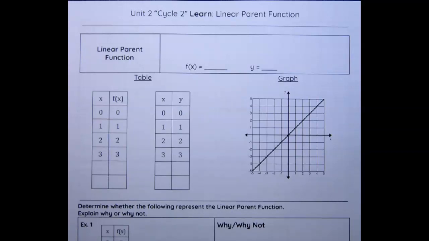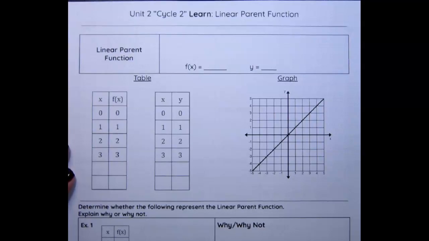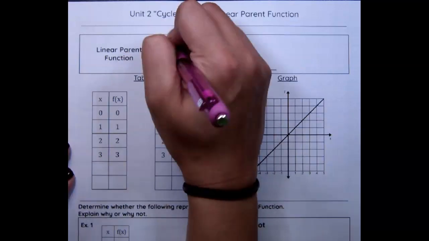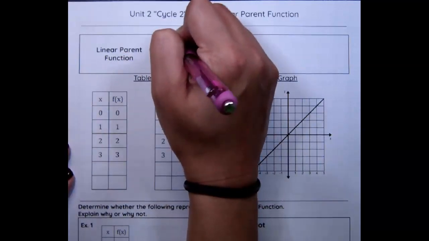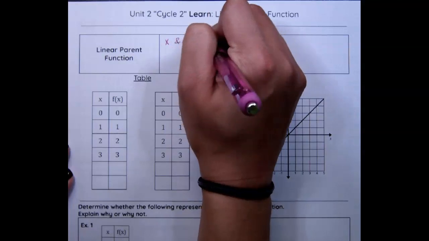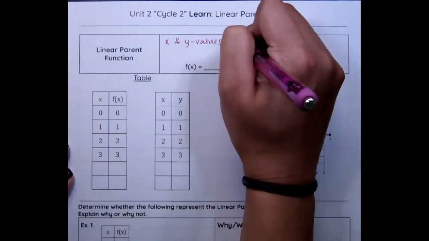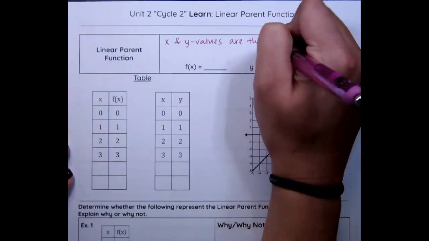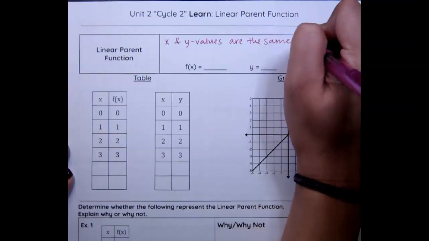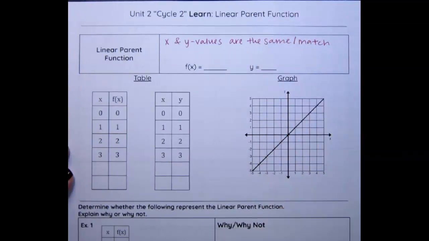So before we get started, we're going to figure out what the linear parent function is. The linear parent function is the simplest form of a linear function. And the way you know you have the linear parent function is when your x and y values are the same, or they match. And you'll see what I mean in a few minutes.